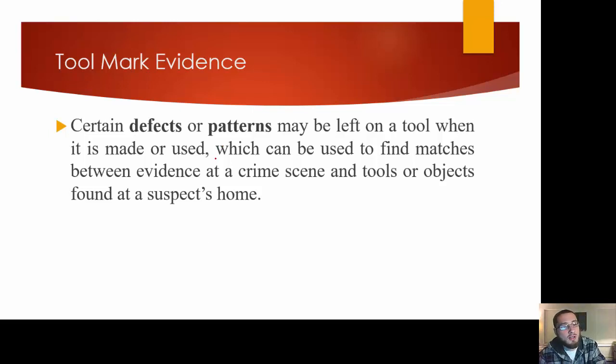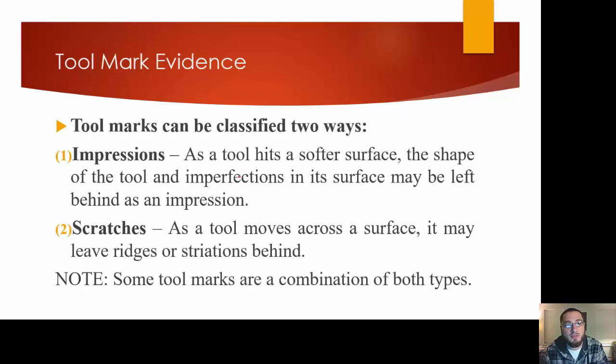Tool marks: certain defects or patterns may be left on a tool when it is made or used, which can be used to then find matches. At the crime scene, we find the specific tool mark, and then we find the specific tool that made that mark. Not necessarily that it's a knife, but that it's this very specific knife that has these very specific markings or striations or broken pieces or teeth to them that is the same exact knife, and we can use that to help build our case and reconstruct our crime scene.